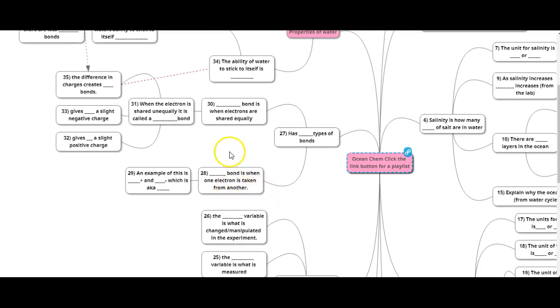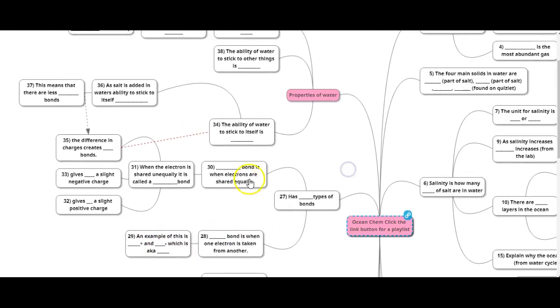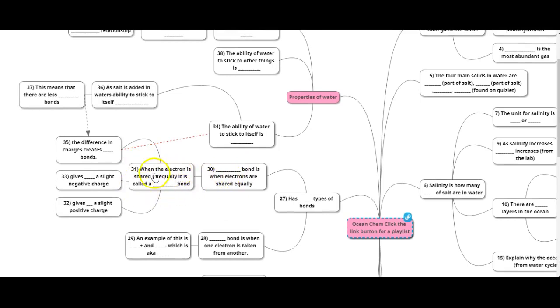So this one here is a totally different one. This is an ionic bond, which is when one electron is taken away from another. This creates 2 very charged particles. An example of this is sodium and chloride, Na+, Cl-. Sodium chloride, also known as salt. Alright, over here, this one is a covalent bond, when electrons are shared equally. So this one, again, make sure you know this one. So for sure, right here.